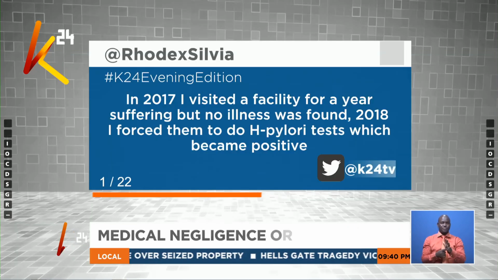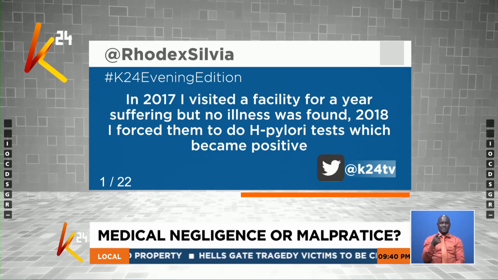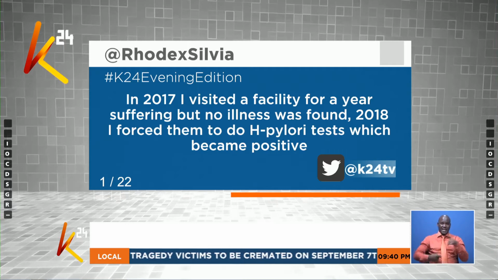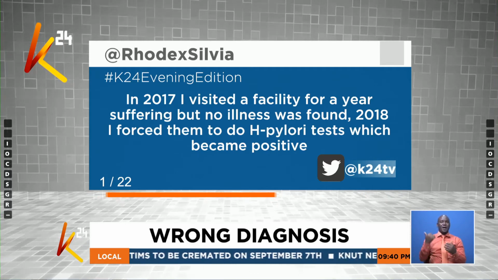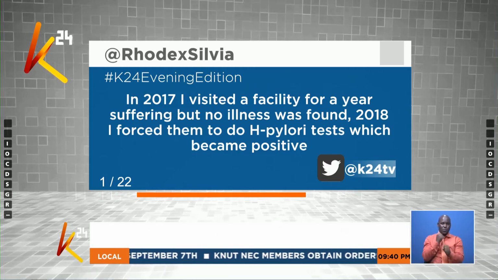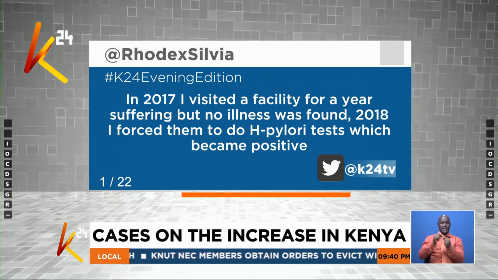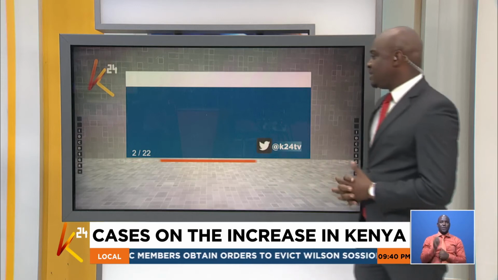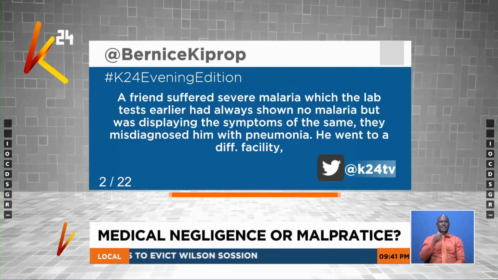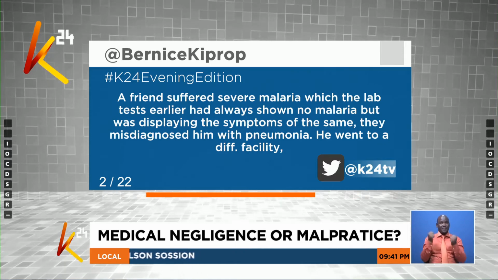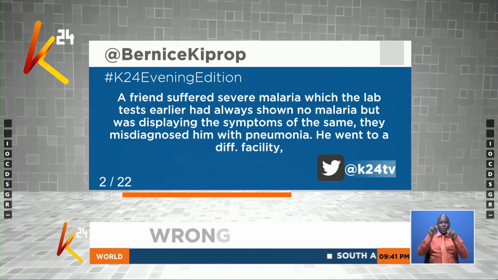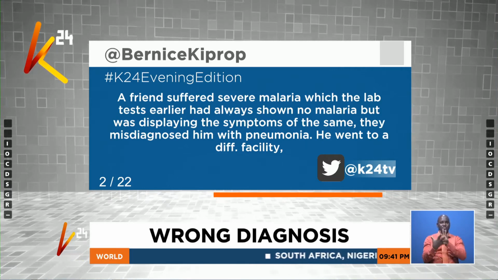Rodex Sylvia on Twitter, you say, in 2017, I visited a facility for a year suffering, but no illness was found. 2018, I forced them to do H. pylori tests, which became positive. All right. There's another post here from Banis Kiprop. You say, a friend suffered severe malaria, which the laboratory tests earlier had always shown no malaria, but was displaying the symptoms of the same.